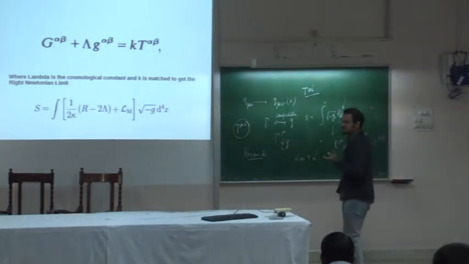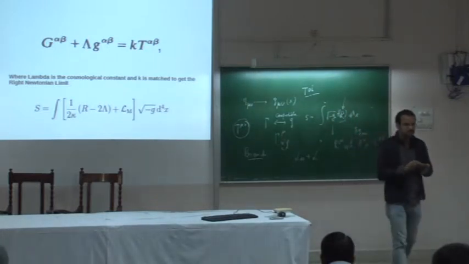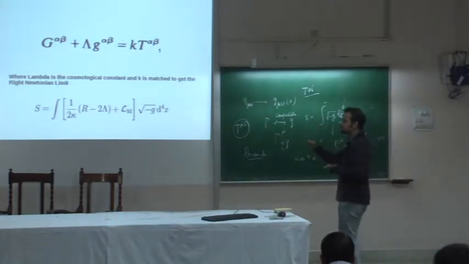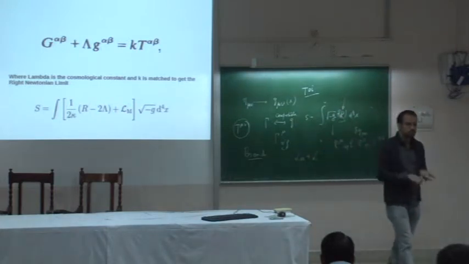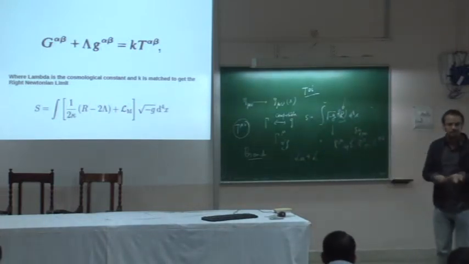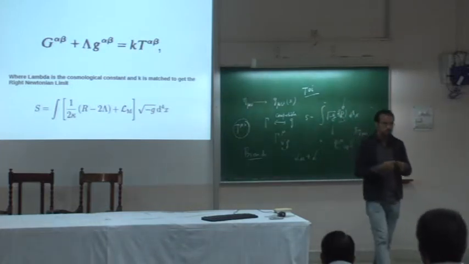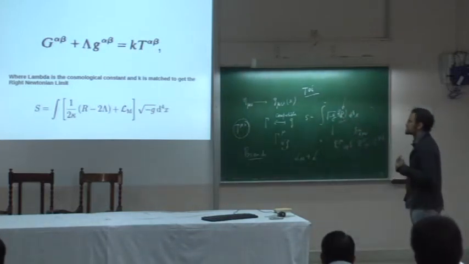Vary this action with respect to the metric tensor, and you get Einstein's equation. So the gravitational fields are no longer potentials, they are the metric tensor components. And now we are varying this action with respect to the field, which is what we do in mechanics as well. So we are varying S with respect to the g mu nu, and you get Einstein's equation.